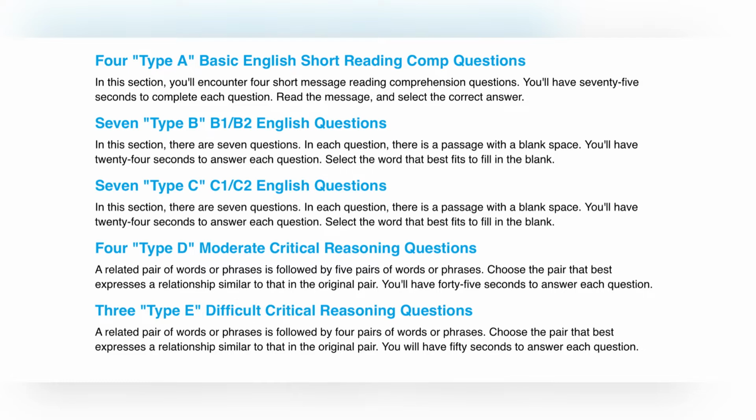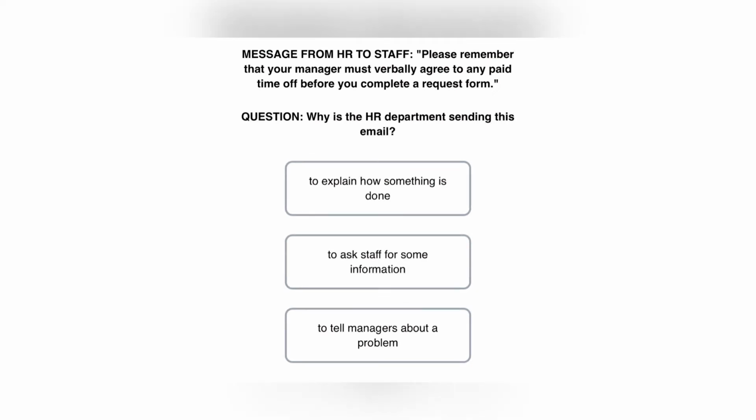Type B and type C questions involve selecting the right word to fill in the blank in particular sentences. So basically what this tests is your English vocabulary and your English grammar. And then we take it up another level with type D and E. These are critical reasoning questions where you're being tested on how well you can understand analogies. And there is a mental approach to doing well on these questions, and I'll be going over that in this video. So starting off with the first type, type A, basic English short reading comprehension questions.